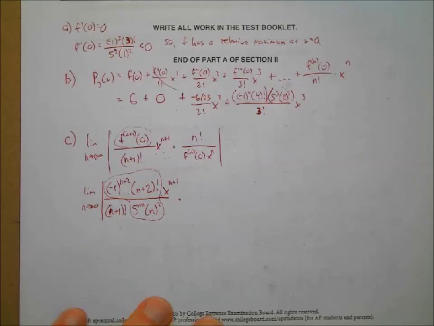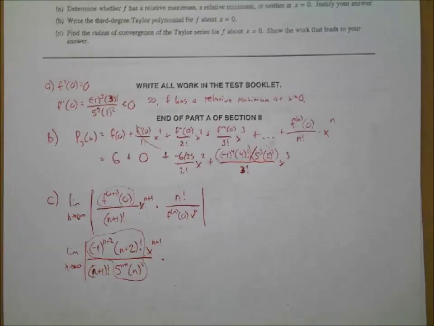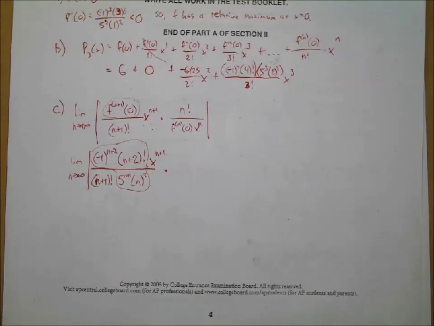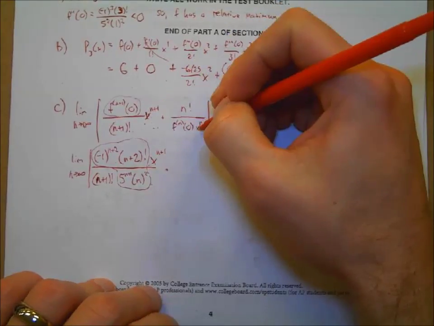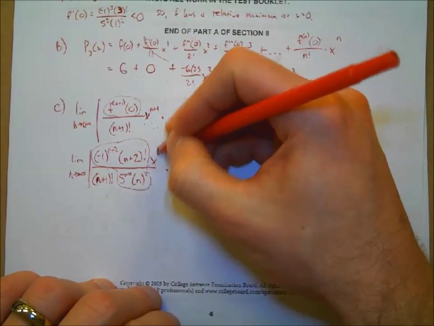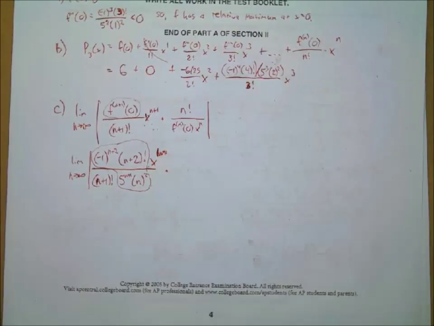Yes, Kara, question? Would it be easier to simplify the x to the n plus 1 and the x to the n first? It might be, right off the bat. Maybe not a bad idea. So you're saying let's go ahead and cancel the x to the n plus 1 and the x to the n like that, and so just make this x to the 1 right here? Yeah, I think that's good.